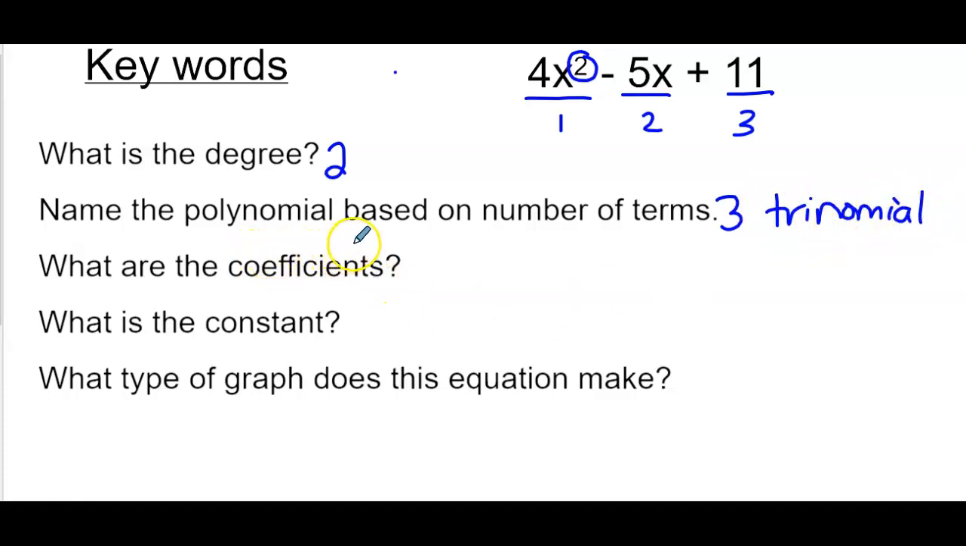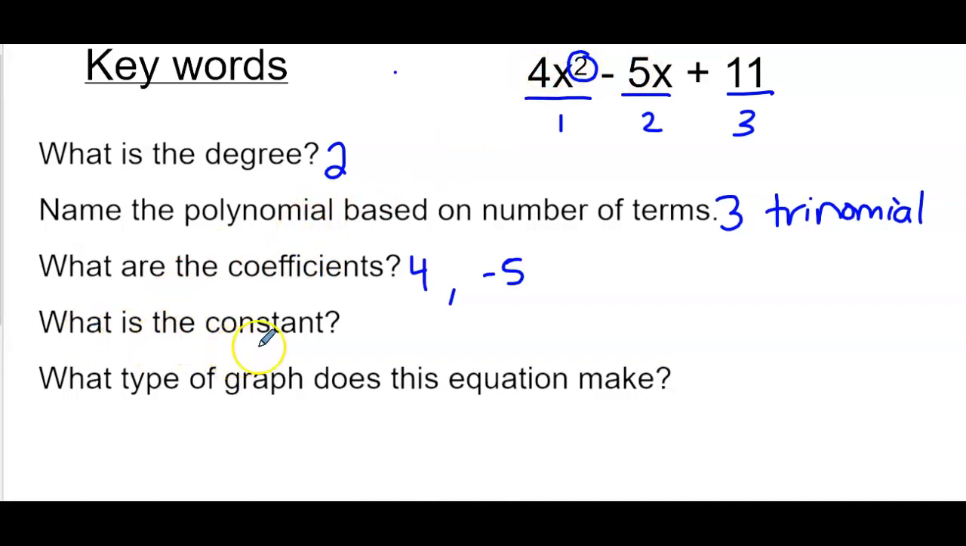What are the coefficients? You will definitely see this on your test, so pay close attention. The coefficients are the numbers attached to the letters. So I see a letter here, and the number attached is 4. And then I see a letter here, and the number attached is negative 5. Remember, the sign that's in front of it goes with it. So those are my 2 coefficients. This isn't a coefficient because there's no letter. Coefficients are only the numbers attached to letters. So 4 and negative 5.